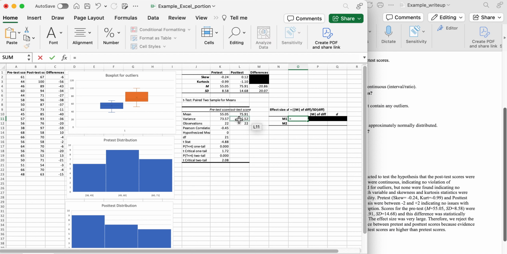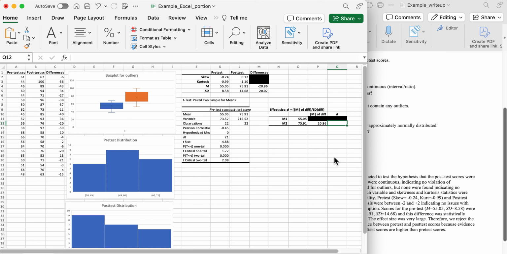First, you need the mean of pretest. So pretest mean is here. It's also here, but I'm not worried about that. Post-test mean. Now, this is the absolute value of the mean of the differences between the two groups. So the mean of the differences is negative 20.86. So here, I'm just going to put 20.86 because we can't have a negative effect size.